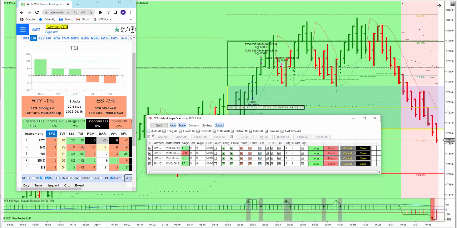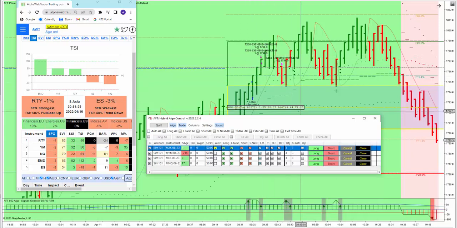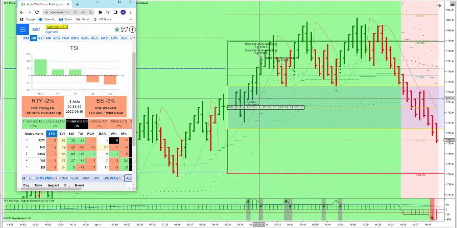Or I can choose what markets I want to turn on. In this case, I would just turn M2K to the long side and let it set that trade up and execute the trade automatically for me. So this is an opening morning breakout strategy.